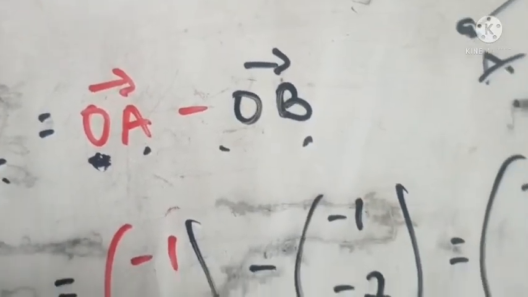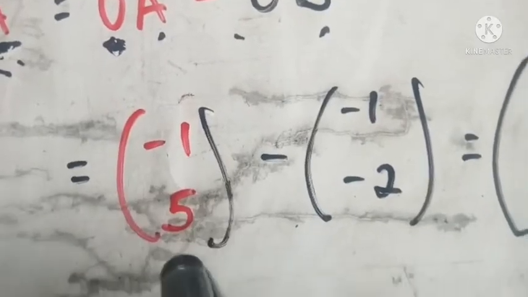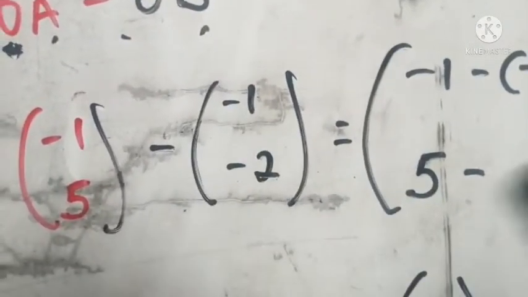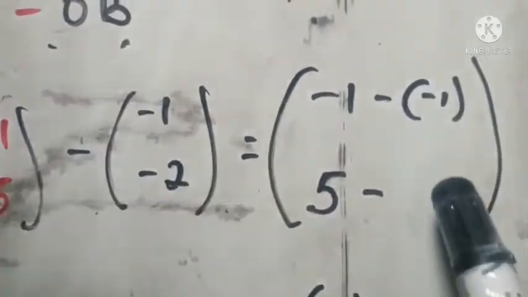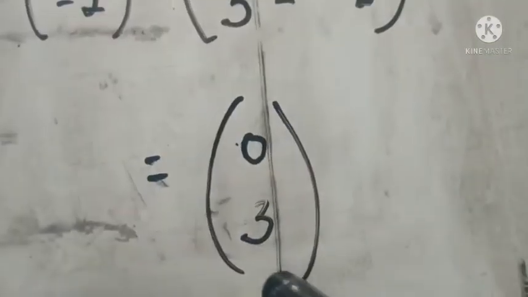Is that okay? And then from the question, you are given these two. So you are given A to be -5, right? And then you are given B to be -2. Is that okay? So you subtract these two. If you do that perfectly, that should give you something in the form of 0, 0, 3.